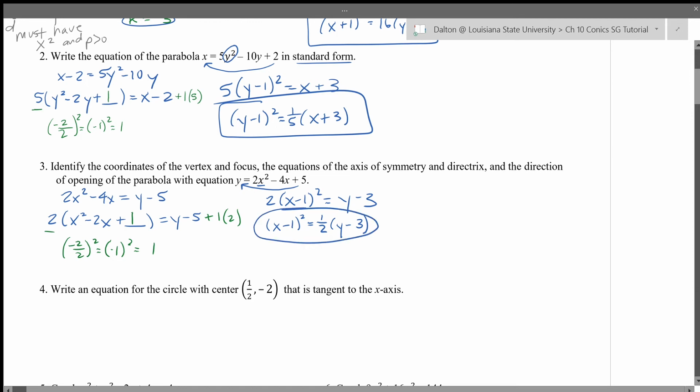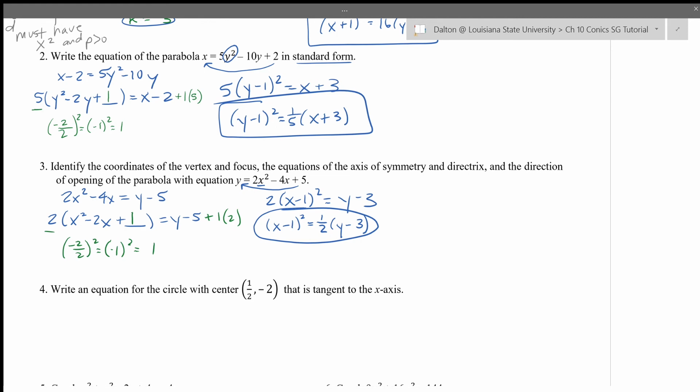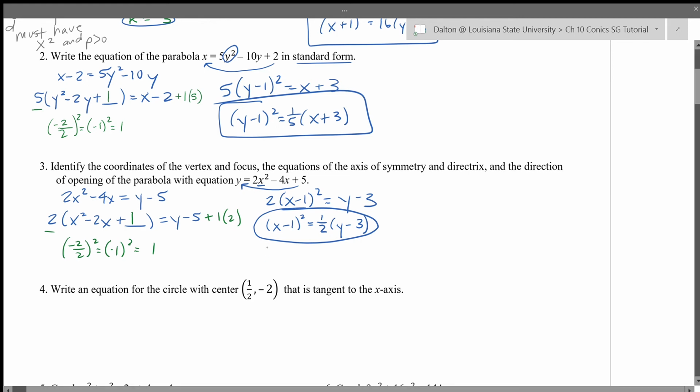Now let's go back and identify the things that it asks. It wants us to identify the vertex. So remember that comes from our h and k. So if it's x minus 1, h is going to be positive 1. Y minus 3 means k is 3. So there's the vertex. To get the focus of a parabola, so a couple things to note.